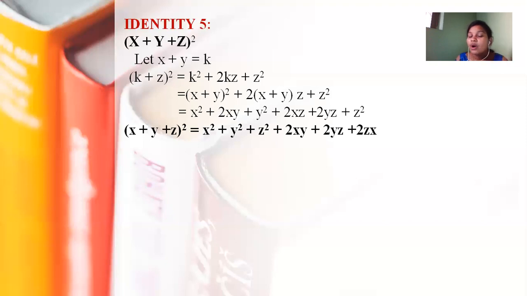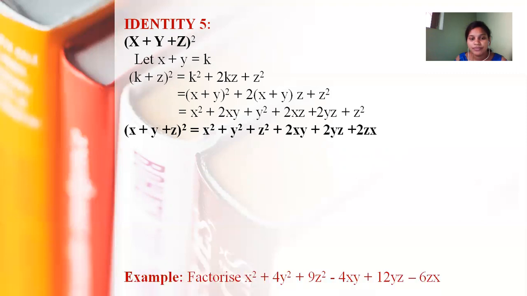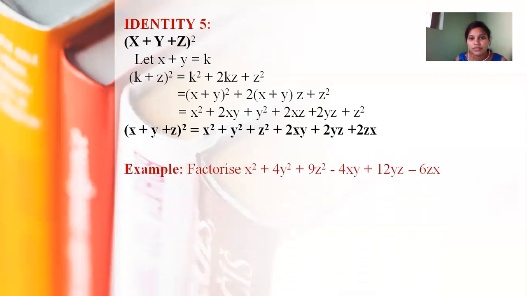So how can factorization be done by using this identity? Factorize x square plus 4y square plus 9z square minus 4xy plus 12yz minus 6zx. Compare with this. So above, while comparing these two, x square equals x square, 4y square equals (2y) square, 9z square equals (3z) square.